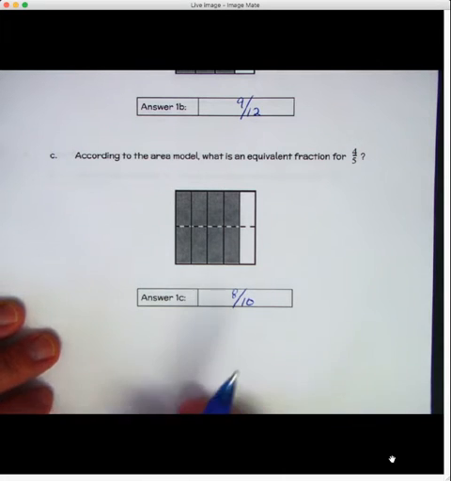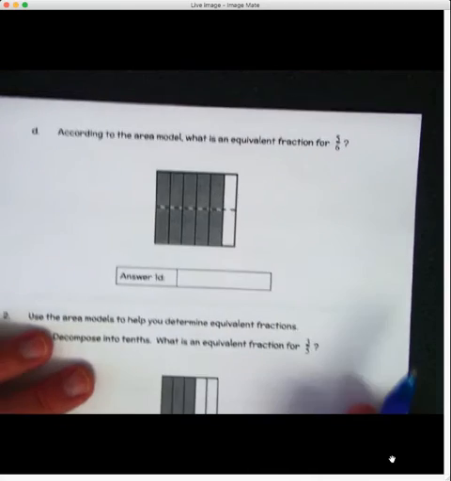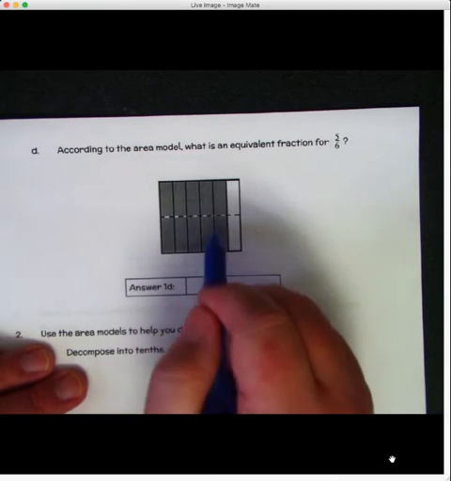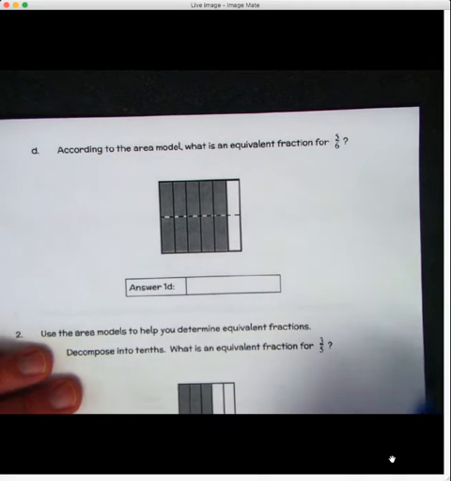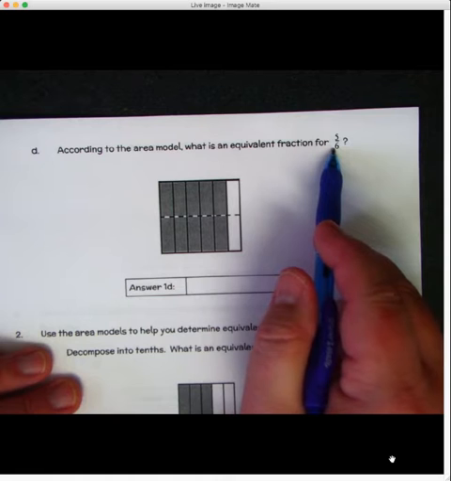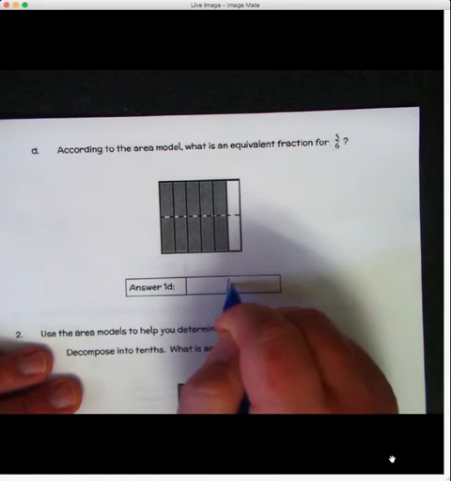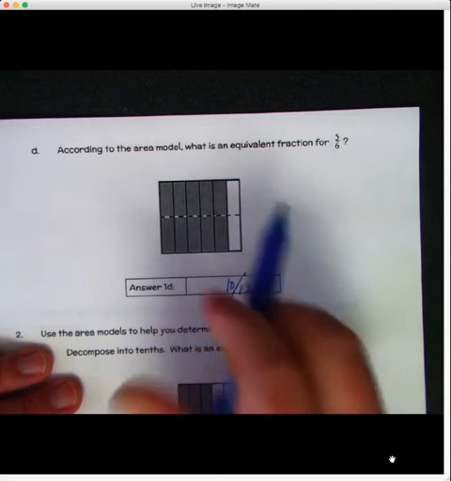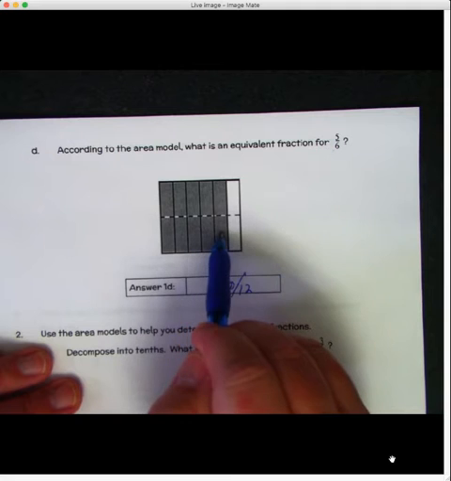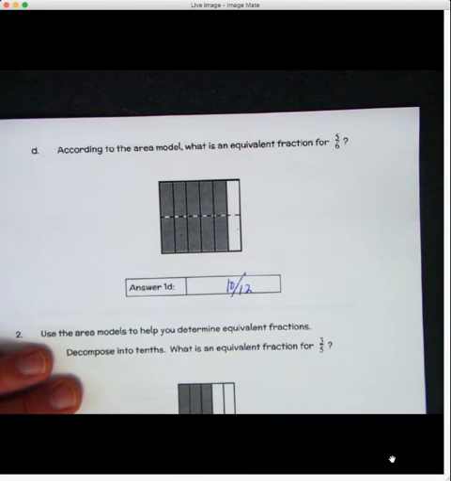Okay, kind of following along, seeing how this is working out. Let's do another one like that. All right, so we've got 5/6. 1, 2, 3, 4, 5 out of 6 shaded in. We split it, which means we're going to double the top and double the bottom. 2 times 5 is 10. 2 times 6 is 12. I think we're going to get 10/12, but let's count and see. 10 out of 12, 10/12.